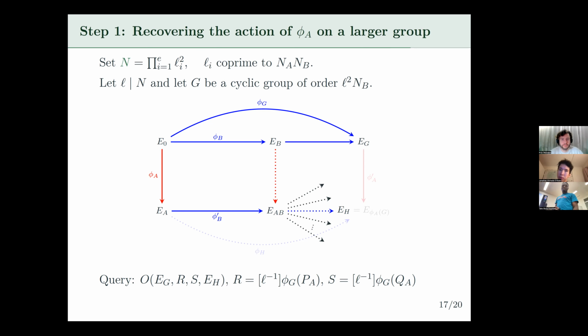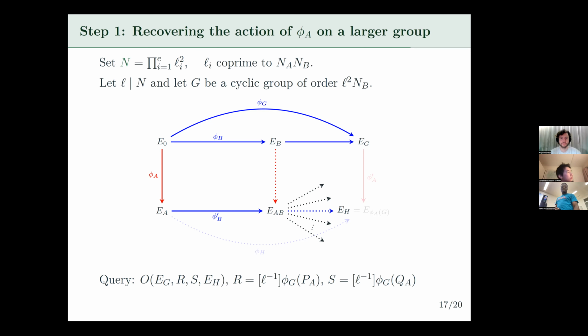Because when you take points of order L squared times NB, or just order L squared, in general, they are not defined on FP square. They are defined over an extension whose degree is at most the order of the point. So when you take N to be power smooth, it means you are sure that your points will be defined over an extension whose degree is not that large.